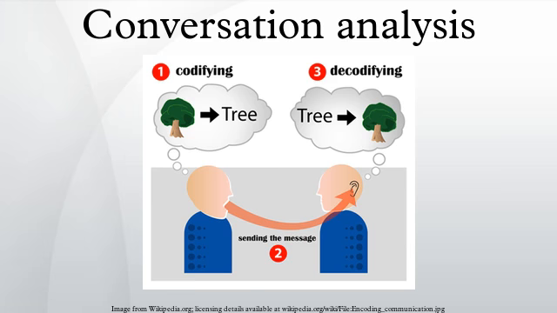Adjacency pairs divide utterance types into first pair parts and second pair parts to form a pair type. There are lots of examples of adjacency pairs, including question-answer, offer-acceptance/refusal, and compliment-response.